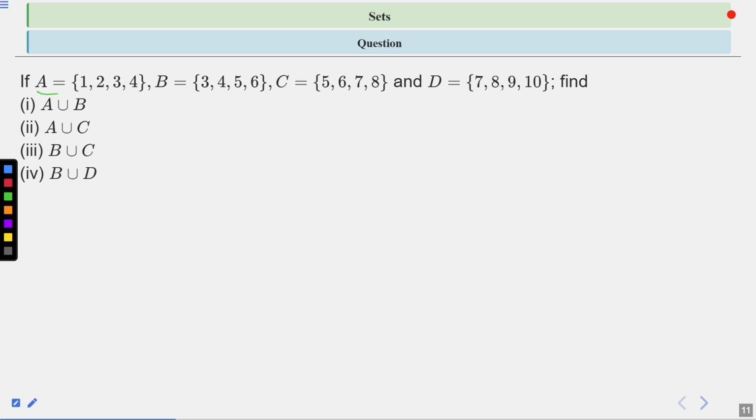Here we have four sets A, B, C, D in roster form. We have to find A union B, A union C, B union C and B union D. You'll have some seconds to try this problem. So please do try it. Your time starts now.